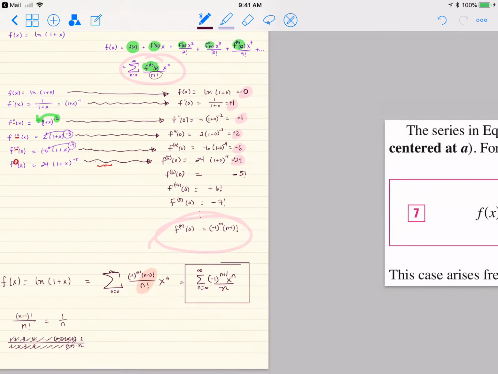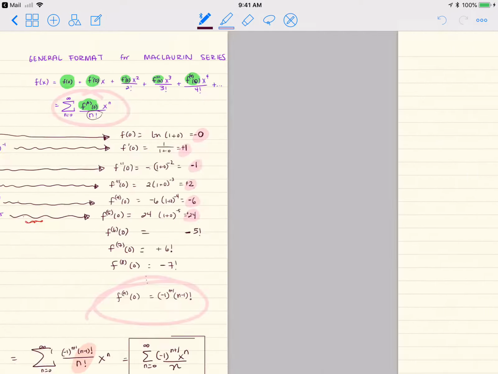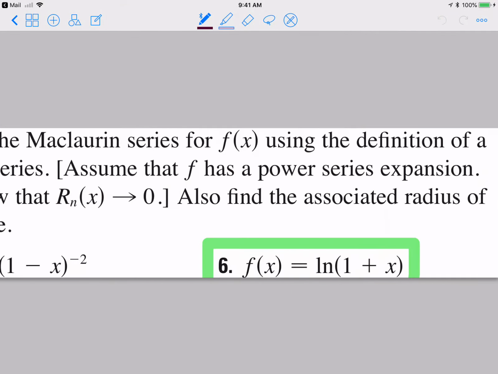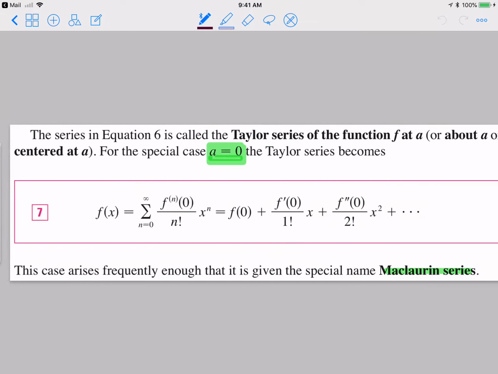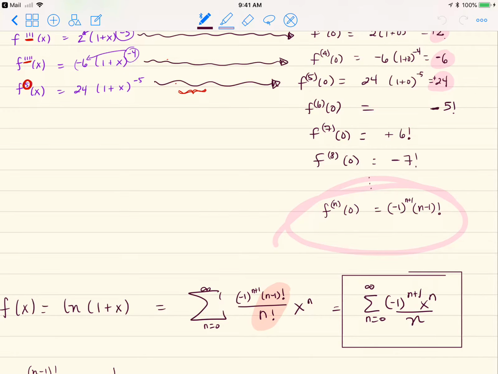Okay, so the next requirement is to find the associated radius of convergence. So this is negative 1 to the n plus 1, x to the n over n, and we want to know what is the radius of convergence.